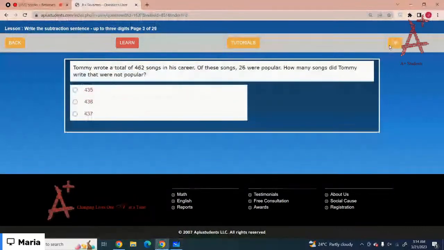Okay, the next one is Tommy wrote a total of 462 songs in his career. Out of these songs, 26 were popular. How many songs did Tommy write that were not popular? Got it? So the total songs are 462, and out of the 462, 26 were popular. You need to calculate the songs that were not popular. So you have to subtract the popular ones out of the total. Just do 462 minus 26.